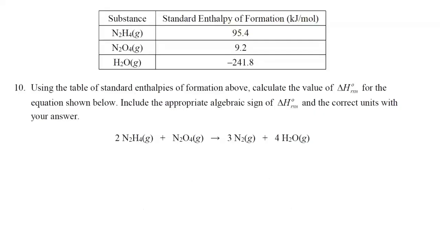All right, this is question 10 from the packet. It says, using the table of standard enthalpies of formation above, calculate the value of delta H for the equation shown below. Include the appropriate algebraic sign of delta H, so plus or minus, and the correct units with your answer. Now you may notice that there are only 3 substances listed in this table, but there are actually 4 substances in this balanced chemical equation.